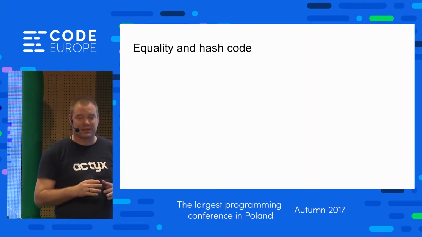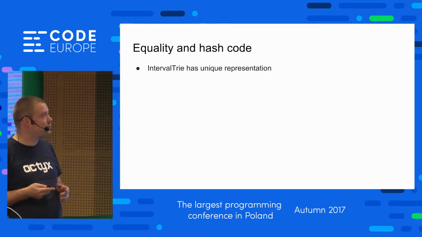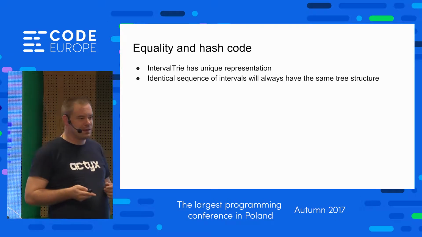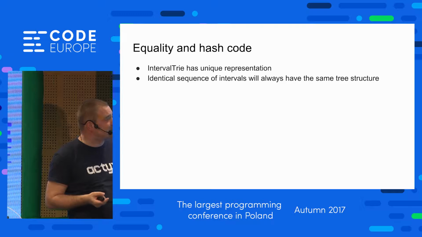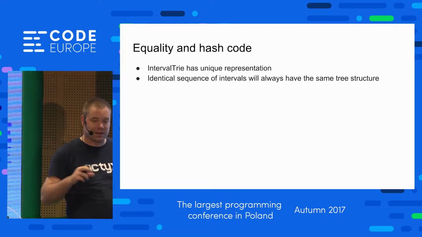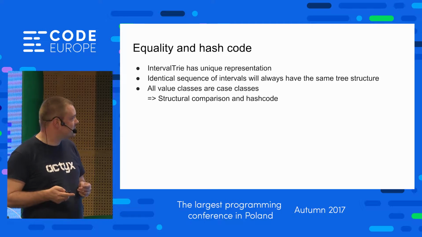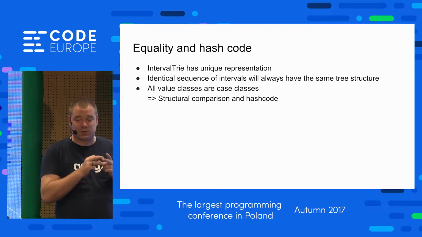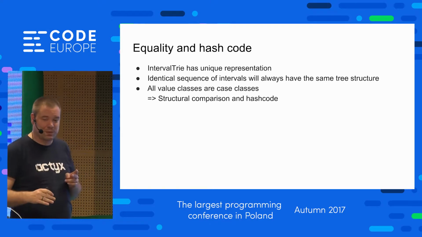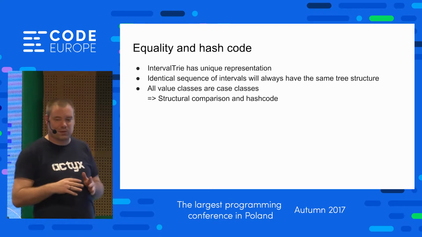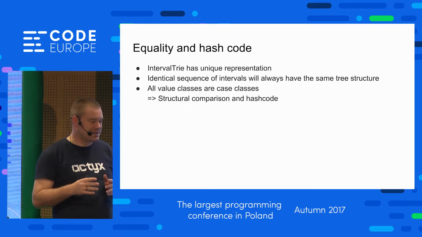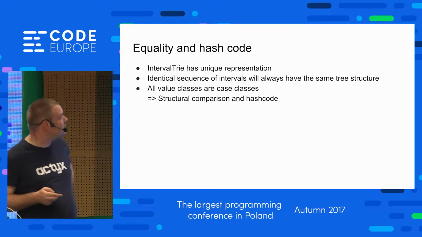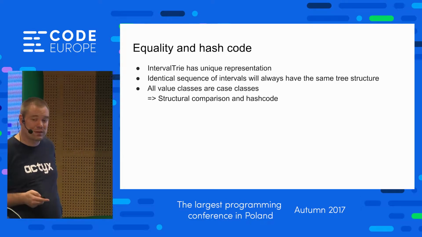We have found a unique representation for our data, which means equality and hash code are free, basically. There is no code for it. Because all our classes are case classes, so they have a built-in equality and built-in hash code. And since we have a unique representation, we just need to compare them structurally and it will always be correct. You could not do that for a red-black tree, for example, because a red-black tree, as I said, can have a different structure even though it contains the same values. So that's pretty neat. The best code is code that is not written.